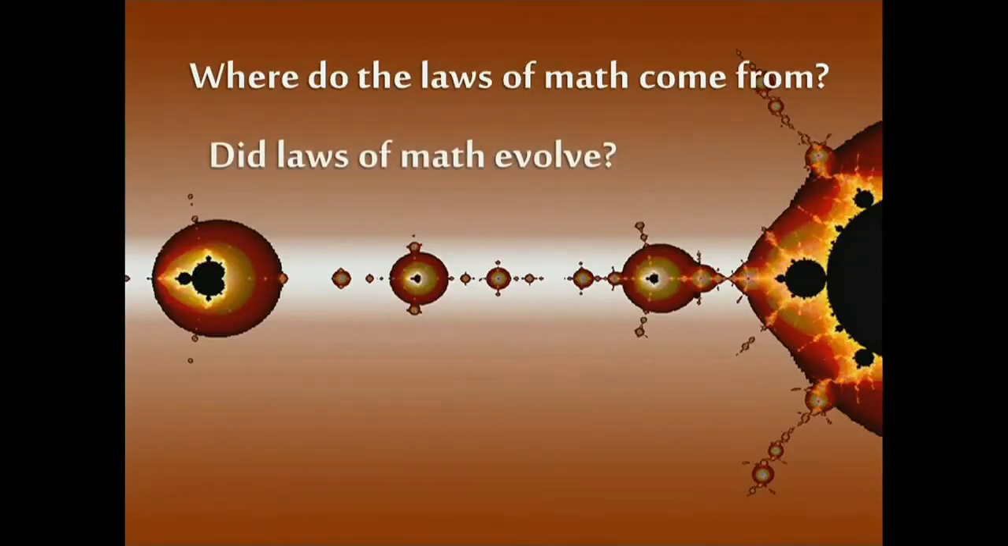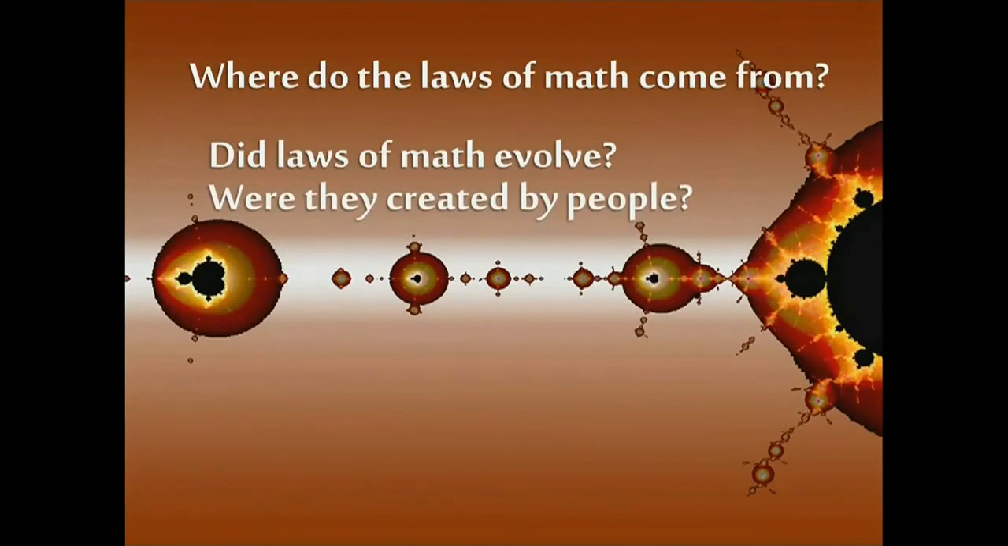Did laws of math evolve? And the answer is, of course not. It doesn't make any sense to think, well, 2 + 2 = 4 today, but millions of years ago, 2 + 2 = 3, and it evolved into 4. Numbers don't evolve. 7 has always been the number 7. It didn't evolve from 3 or 4 or something like that. You could even say they're absolutes. They are absolutes, absolutely.